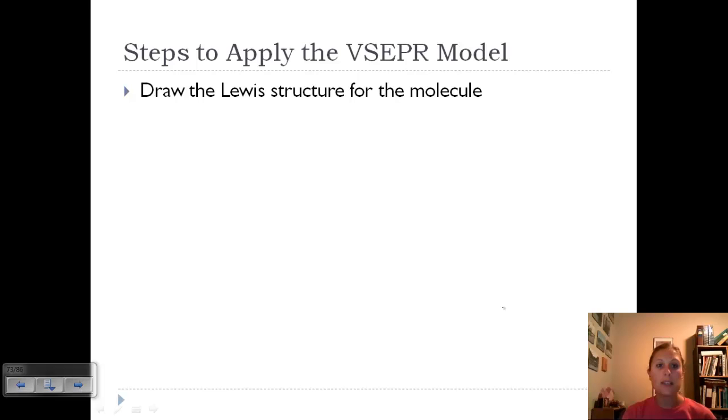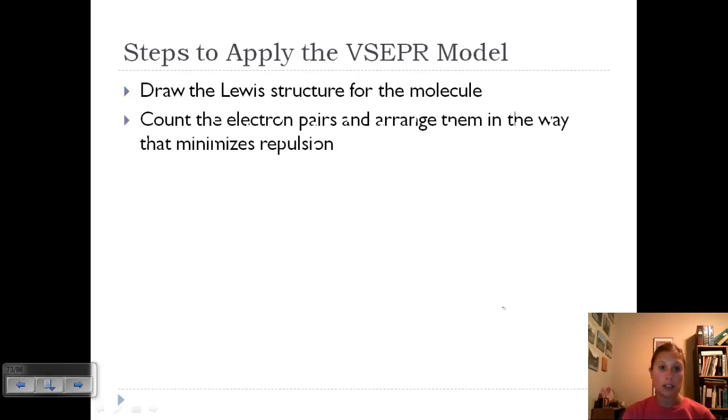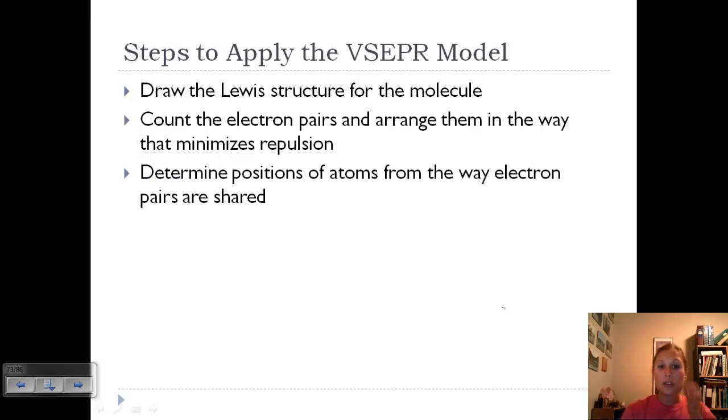To apply the VSEPR model, first you need to draw the Lewis structure. Then you need to count the electron pairs and arrange them in the way that will minimize the repulsion. Basically, anything with 4 bonds around is going to have this structure, and anything with 2 bonds and no lone pairs is going to have this structure. It does tend to follow a pattern. So we then determine positions of the atoms from the way the electron pairs are shared.